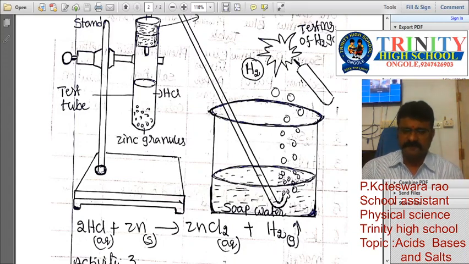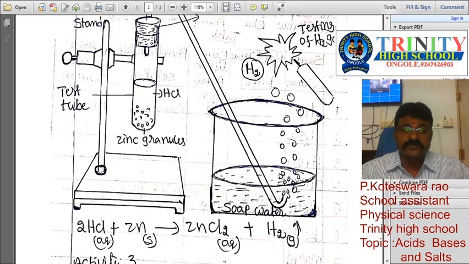Then we want to balance it. Here chlorines are 2, but on the other side there is only 1 chlorine, so I add 2 before HCl. This means 2 atoms of hydrogen and hydrogen gas H2. ZnCl2 is already balanced, and so is Zn. So it is called a balanced chemical equation.